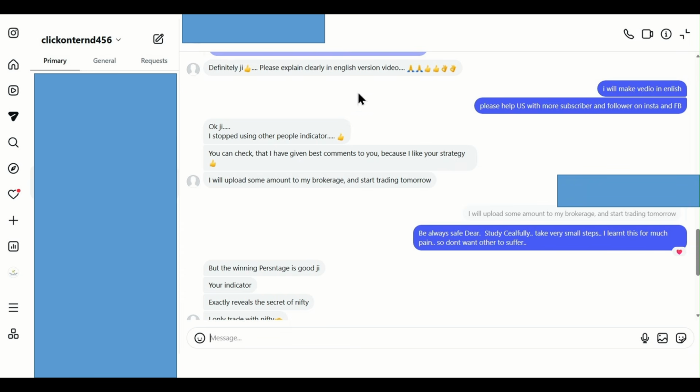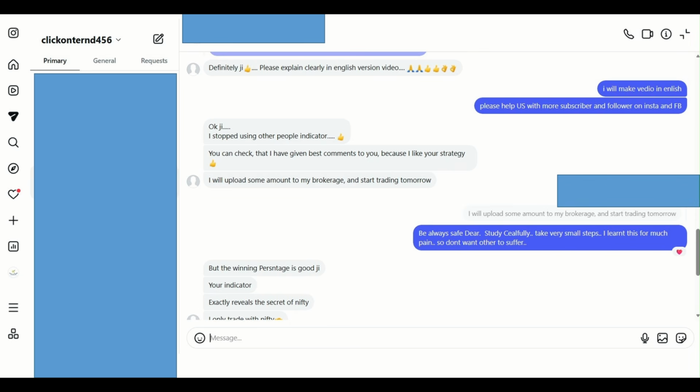Like you can see, I have hidden his identity because I don't want to reveal it, but you can see he clearly explained to us that he wants videos in English. Then you can see he's stopped using other indicators like this, and he's using ours, and his winning rate and everything. He's just studying. We are giving him a caution to study it properly.